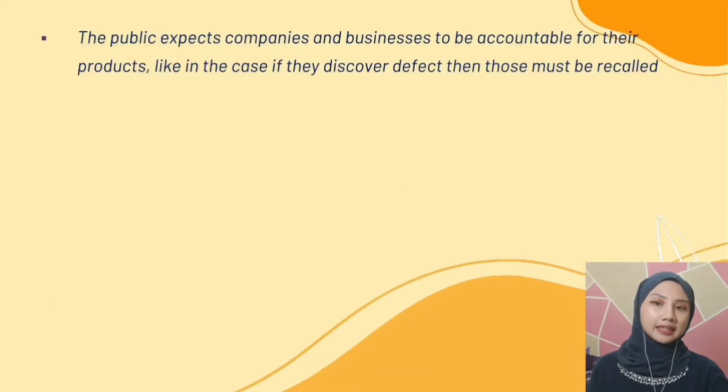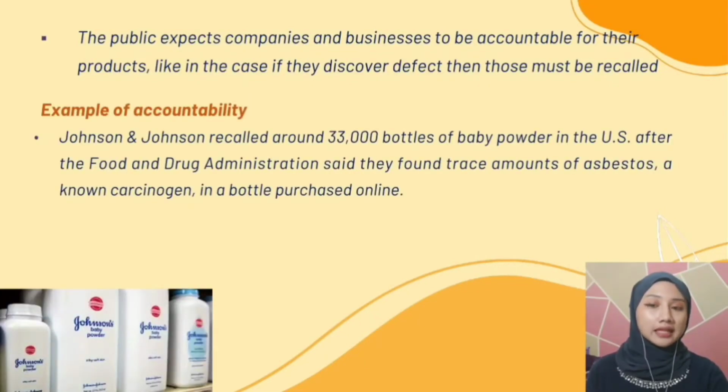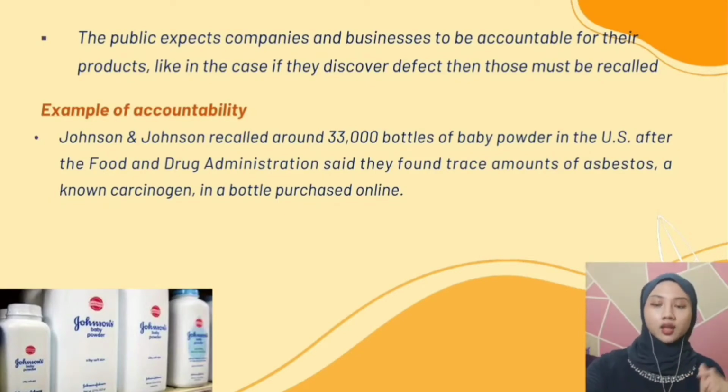Next is accountability. The public expects companies and businesses to be accountable for their products, like in the case if they discover a defect, then those must be recalled. For example, in the case of Johnson & Johnson, they recalled around 33,000 bottles of baby powder in the United States after the Food and Drug Administration said that they found a trace amount of asbestos, a carcinogen, in a bottle purchased online. The Johnson Company retested and confirmed that the baby powder showed no sign of asbestos, which prompted the recall.